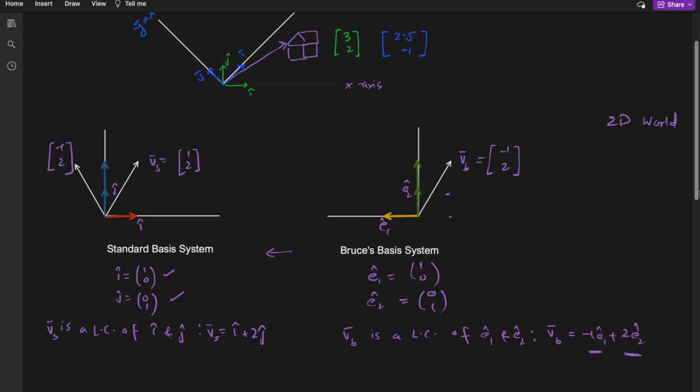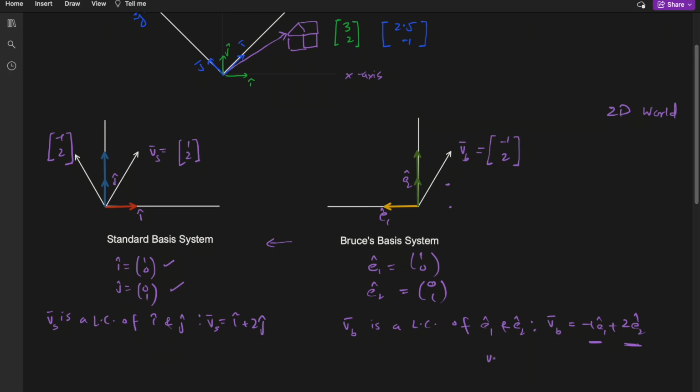So that's how we get to this vector VB. What I said was, we need to move minus 1 in the direction of E1 hat. So what is E1 hat?